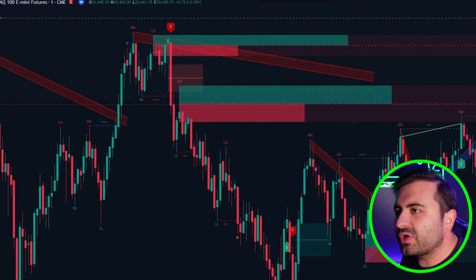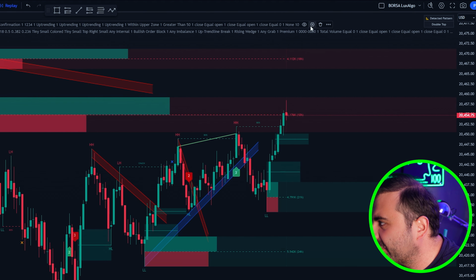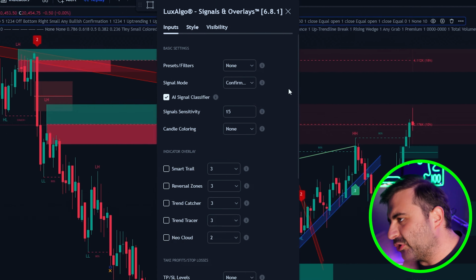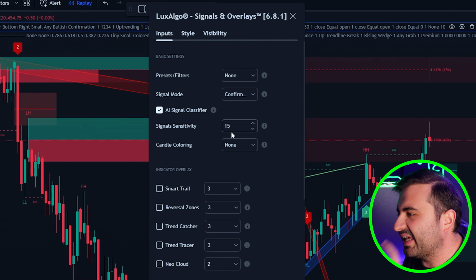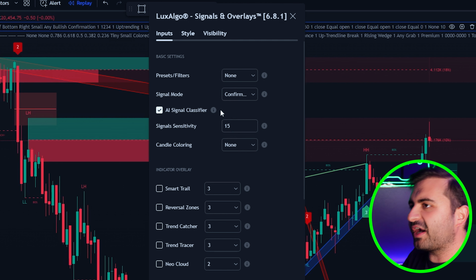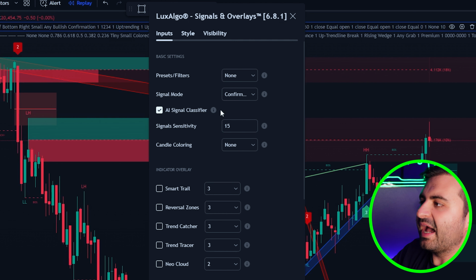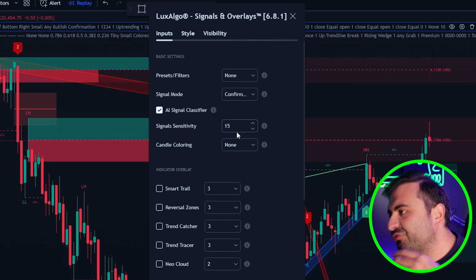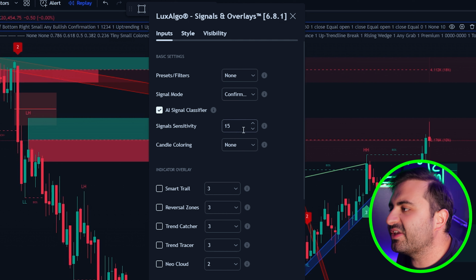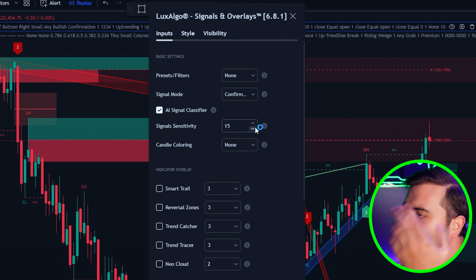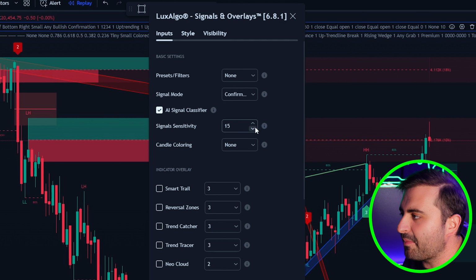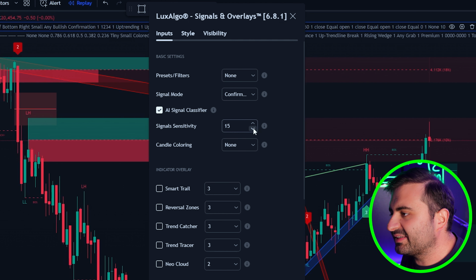You will add both of them to your chart. Now what we're gonna do is head over to settings for the Signals and Overlays, and this is the most common question I get. We will use the AI Signal Classifier with sensitivity at 15. If you are day trading on the 1 minute, 3 minute or 5 minute, I highly suggest you start with the 15 sensitivity. And if you don't like the signals, you can adjust easily here. You can just increase or decrease by clicking a button here. It will adjust in real time and you will see real results on your chart.